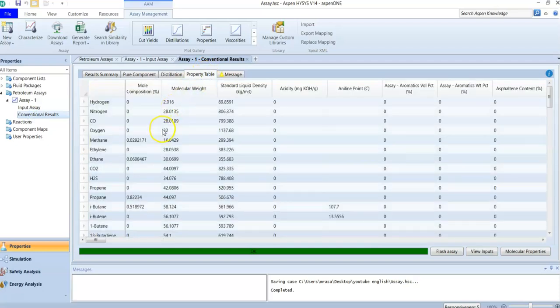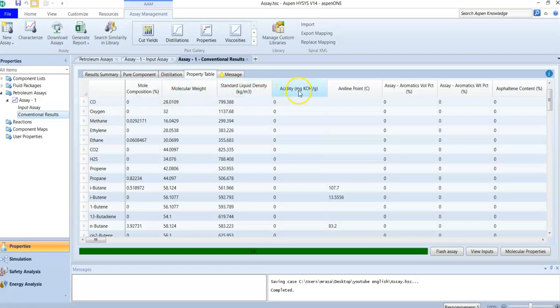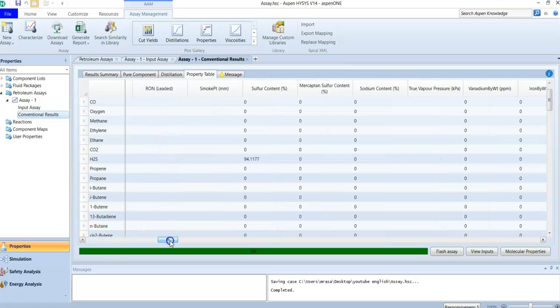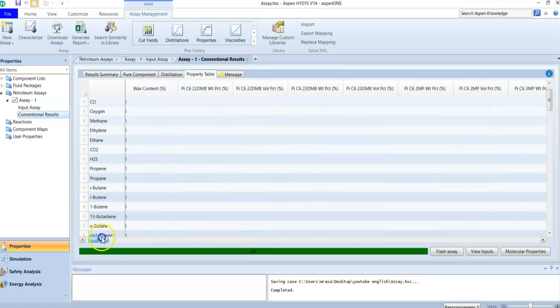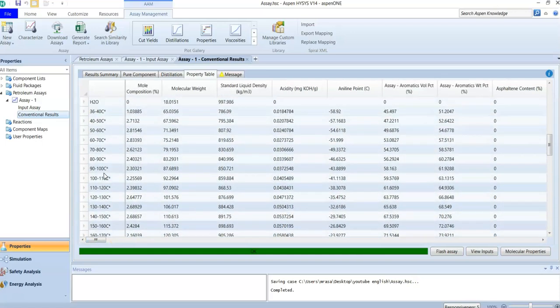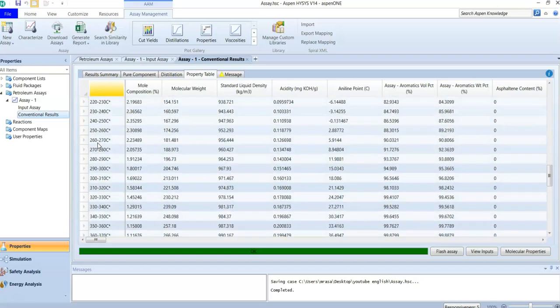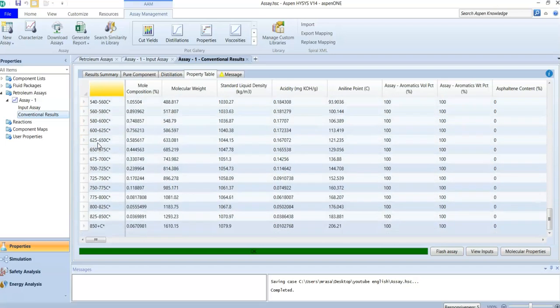Here, this is the property table. For each component, we have the composition, the molecular weight, also some physical properties. So we can screen this one. We can check the values by moving this bar over here to check each component and its composition. Before, we selected our assay to start from 36 degrees Celsius, and it ends at 850. Okay, so this one is our 850.